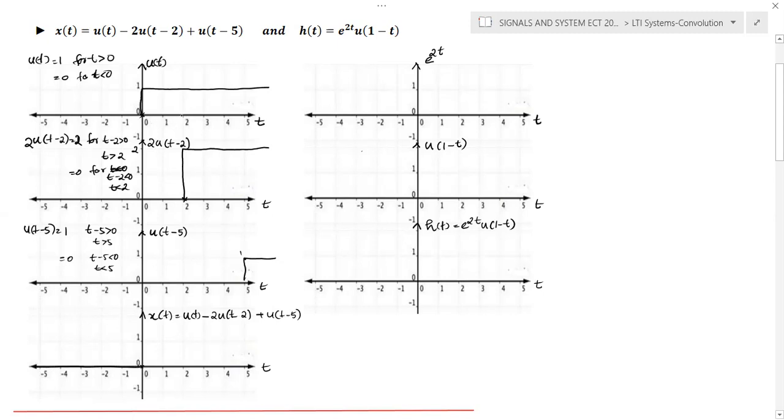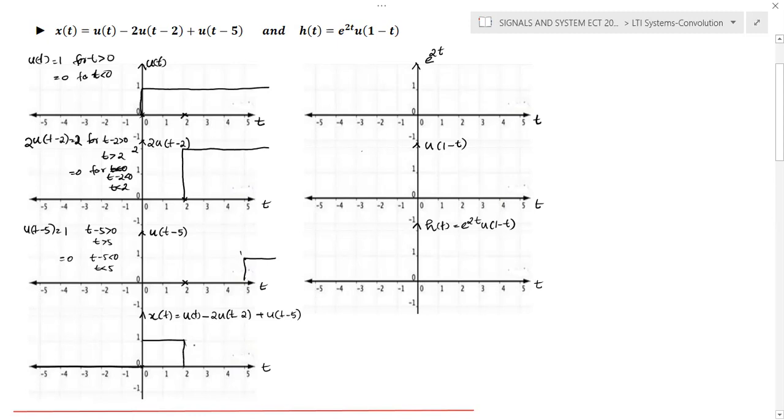Next, we can observe from 0 to 2. From 0 to 2, the first signal amplitude is 1, the second signal amplitude is 0, and the third signal amplitude is 0 for this particular limit. So you'll get 1 minus 0 plus 0. So you'll get 1 here. From 0 to 2, you'll get 1.